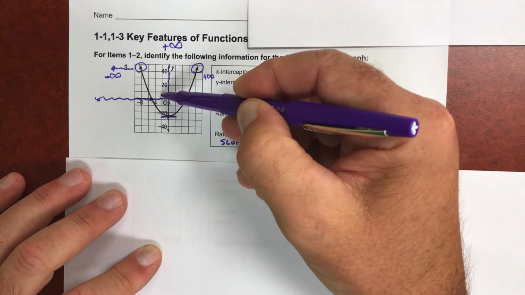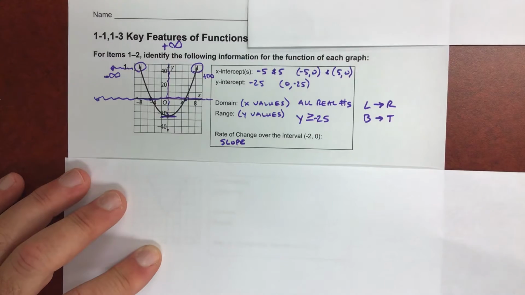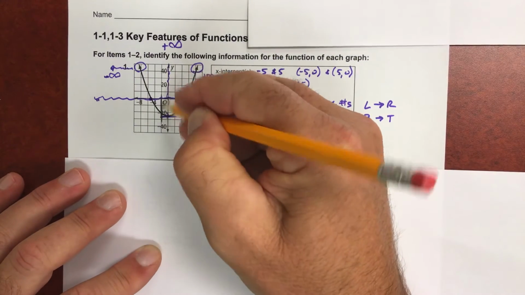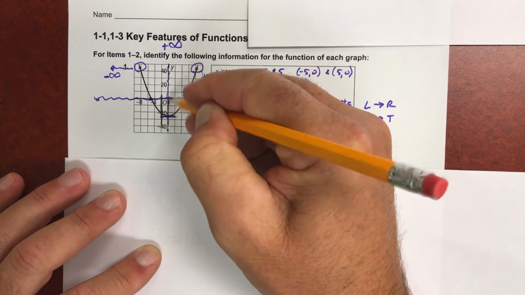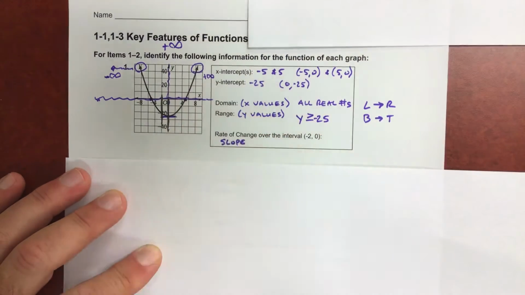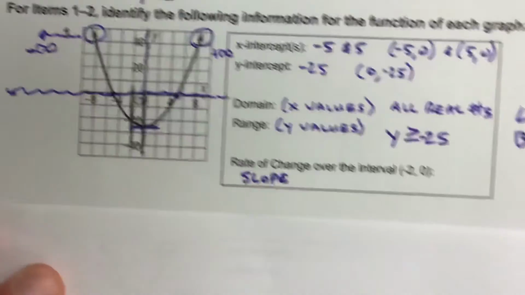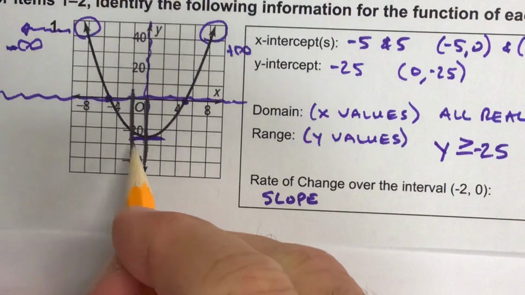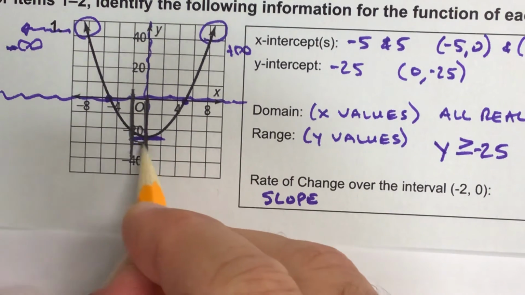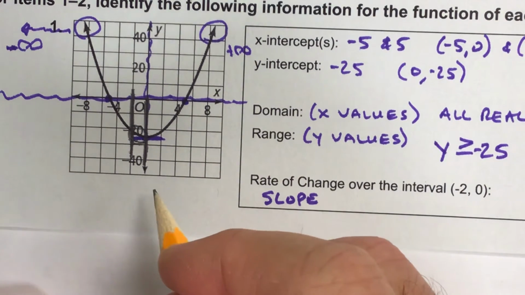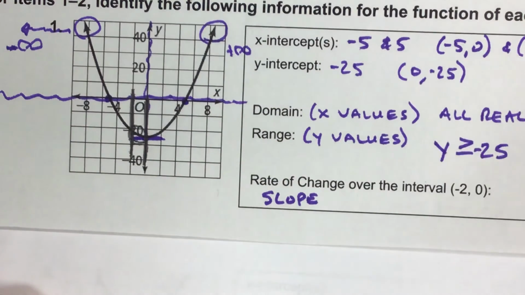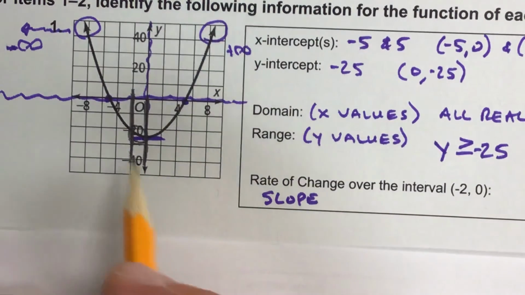So here's negative 2. I'm going to switch to a pencil. You can see this here. So here's negative 2, and here's 0. So they want, and I'm going to zoom in on here, they want to know what the rate of change is right here, that part of the graph. All right? So that part of the graph.